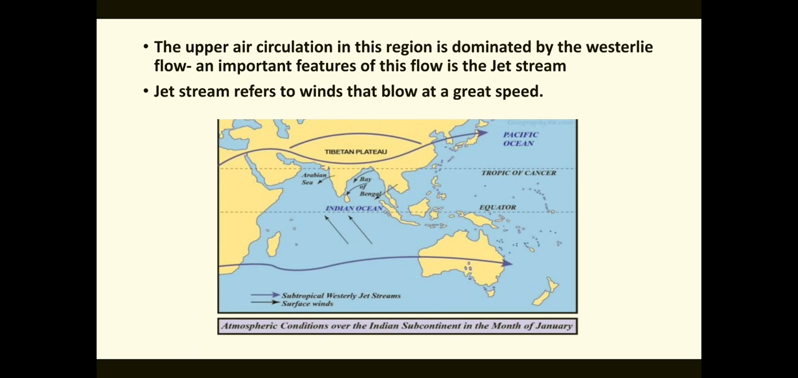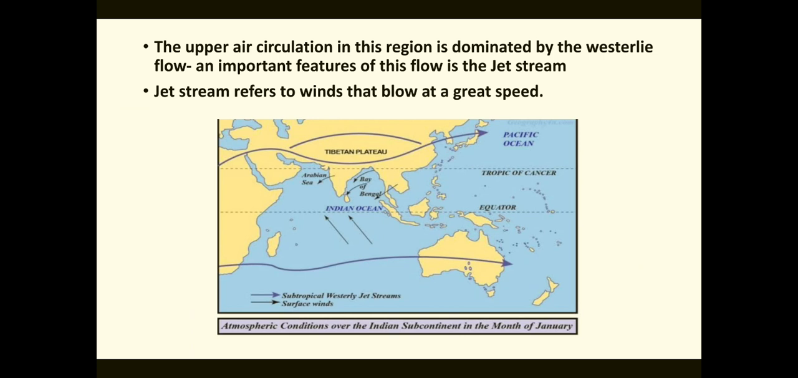The upper air circulation in India is dominated by the westerly flow, and one important feature of this flow is the jet stream. Jet streams refer to winds that blow at a great speed. Over India, these jet streams blow south of the Himalayas, and they mainly blow throughout the year except during summer.